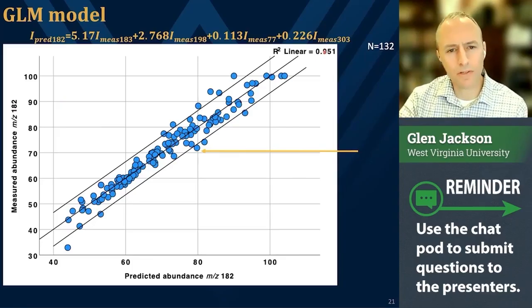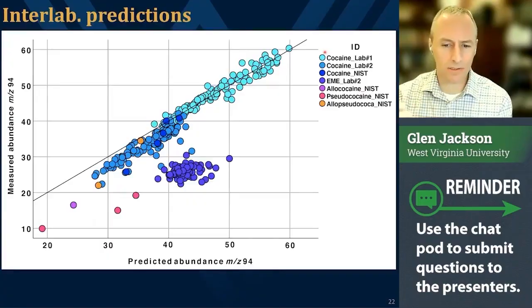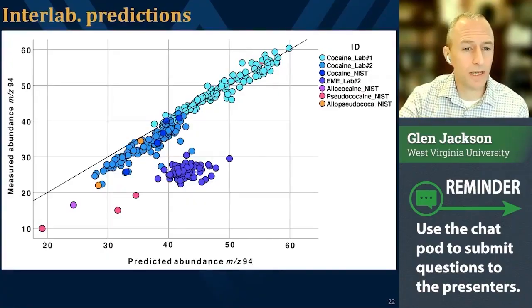That's to say that the variance that exists in mass spectra is not random, it's explainable based on these correlations and RRKM theory, presumably. So let's look at other pairs of peaks. Here's m/z 94 versus the model for m/z 94.